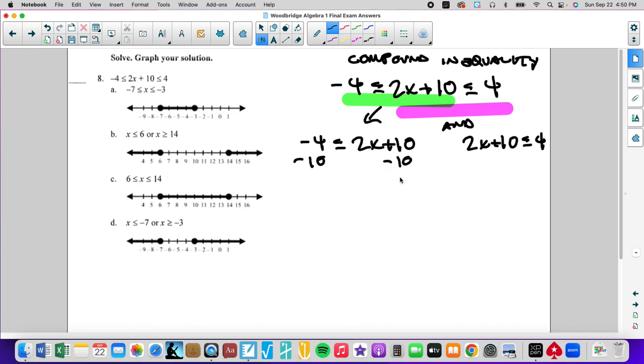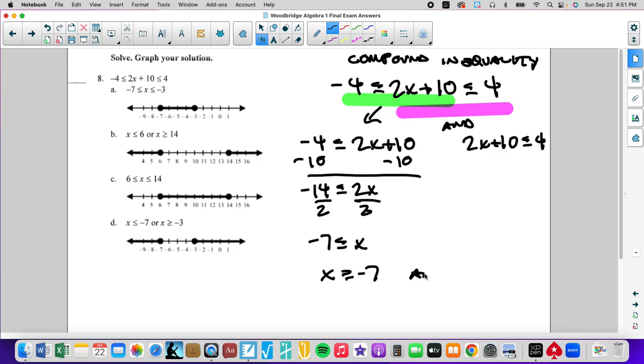-10 minus 10, -14 is less than or equal to 2x. Divide by 2. Negative 7 is less than or equal to x, or x is greater than or equal to negative 7. All I did was flip it and wrote my variable first. And now I'm going to solve this one.